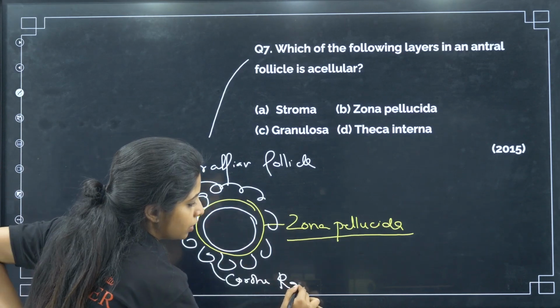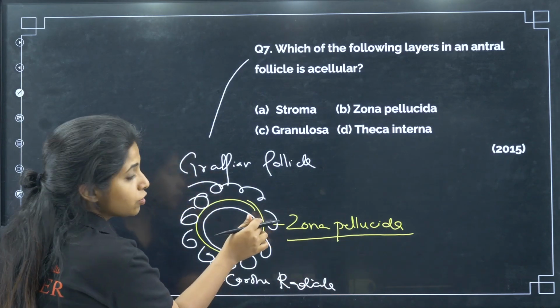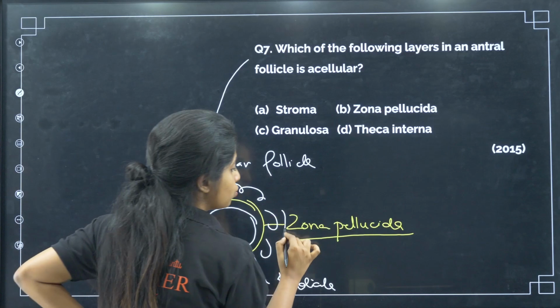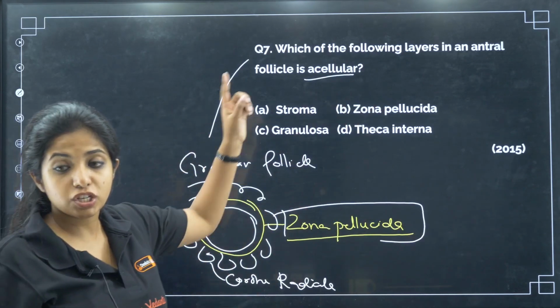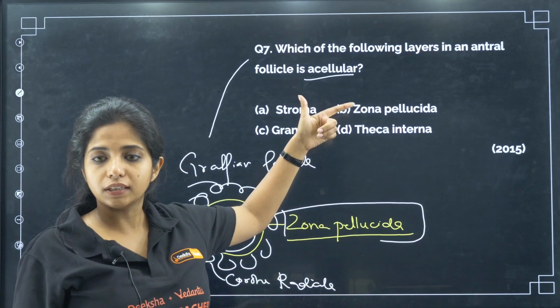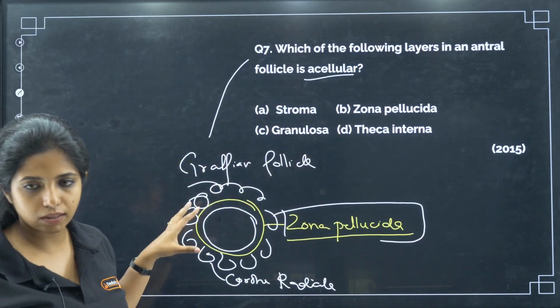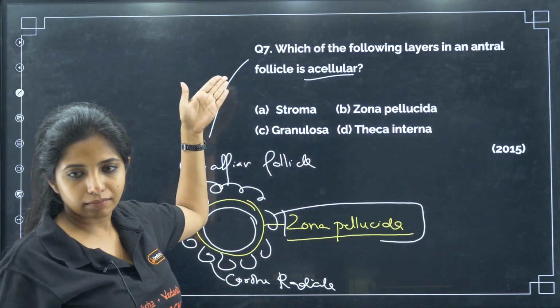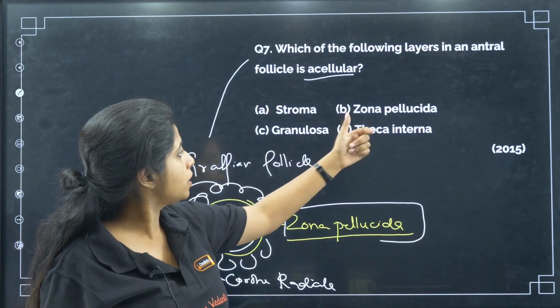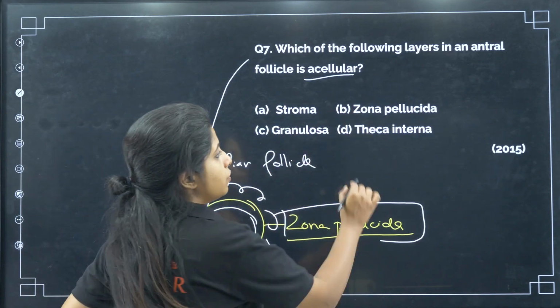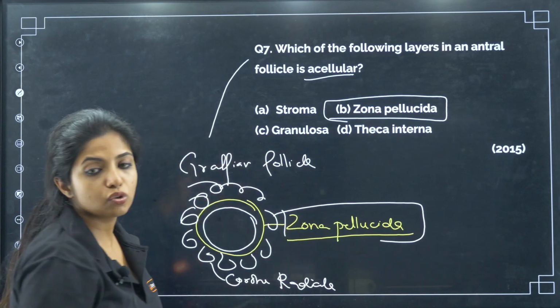That is different, that is cellular. But this is something that is made by the secondary oocyte itself, and that is known as zona pellucida, which is absolutely acellular. So which of the following layers in an antral follicle? Outside that you will have so many granulosa cells and things like that, and the theca interna, externa. So stroma, zona pellucida, granulosa, theca interna. What is your answer for this question? Your answer is zona pellucida.